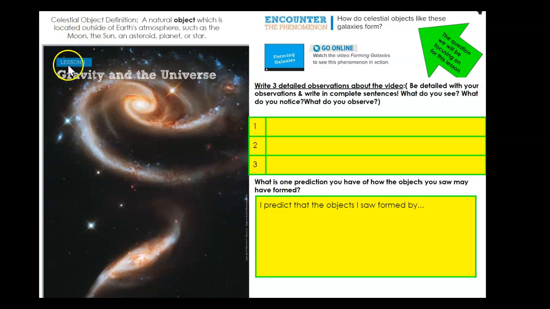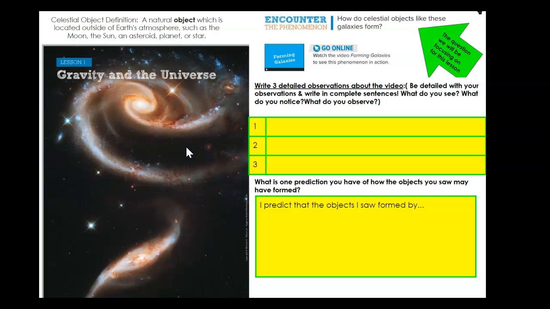Lesson 1 is focusing on gravity in the universe. For this lesson, the question that we're going to try to be answering is at the top of the page. It says, how do celestial objects like these galaxies form? So to start off, they gave us a picture on the left right over here of a galaxy.